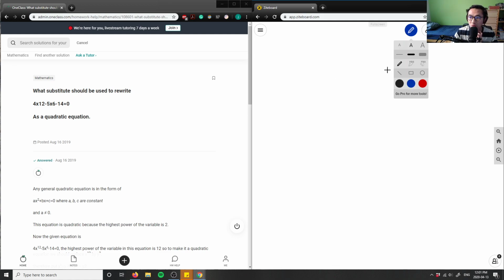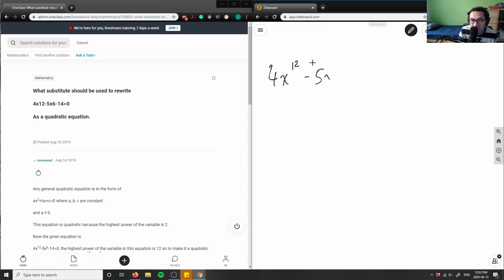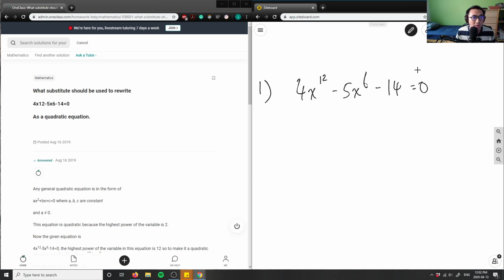So our first question comes on here. It says: what substitution should be used to rewrite 4x to the power of 12 minus 5x to the power of 6 minus 14 as a quadratic equation? This is number 1. So 4x to the power of 12 minus 5x to the power of 6 minus 14 equals 0. That's going to be my polynomial for my first question here.